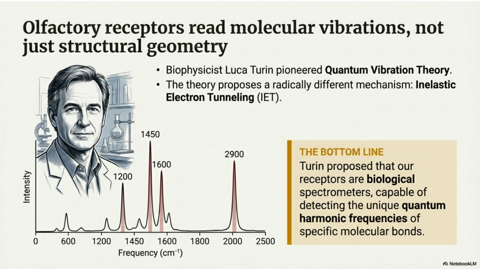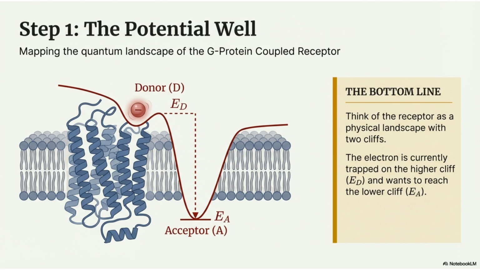Luca Turin pioneered quantum vibration theory, proposing inelastic electron tunneling. Our receptors are biological spectrometers, detecting the quantum harmonic frequencies of specific molecular bonds. Step 1 is defining the potential well, mapping the quantum landscape of the G-protein coupled receptor.